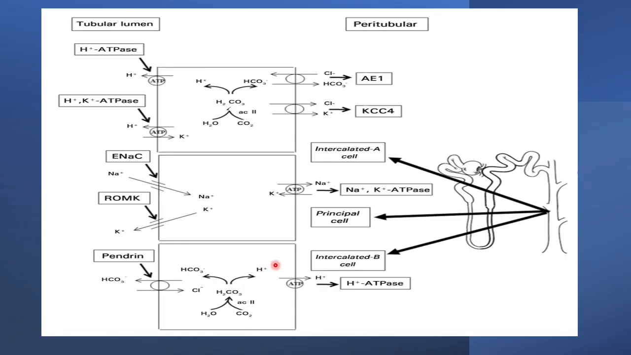And another cell is called the intercalated B cell. In the intercalated B cell, bicarbonate is exchanged again for chloride, and this channel is called Pendrin. So this bicarbonate is secreted to balance the pH of the urine. Here hydrogen ion is secreted, and here bicarbonate is secreted, so it maintains the pH of the luminal fluid.